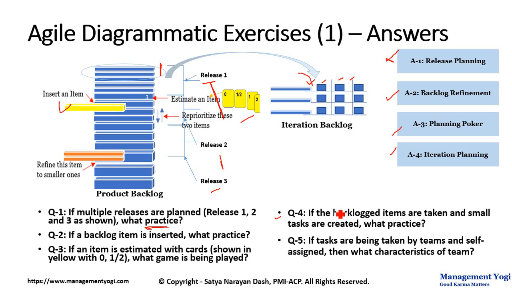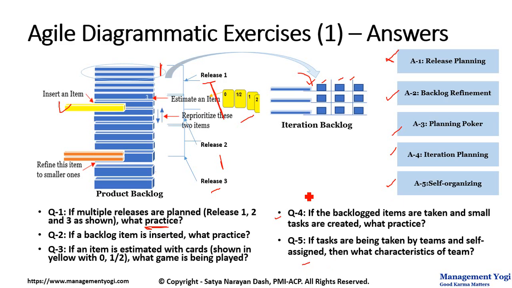Then question number 5. If tasks are being taken by teams and self-assigned, that is, the team members are self-assigning the task, then what characteristics of the team is being displayed here? The characteristics of the team will be self-organization. So that is self-organizing. The team is self-organizing.